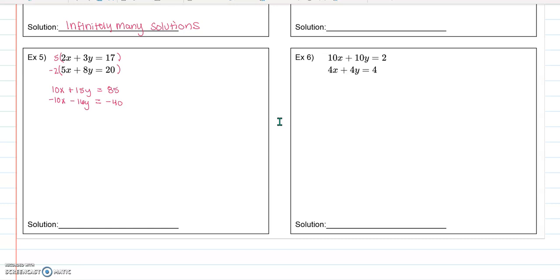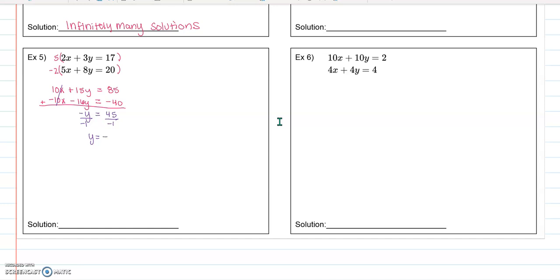Then I add my equations together to eliminate. 10x plus negative 10x, those cancel. 15y plus a negative 16y, that's going to give me negative 1y or just negative y. And then that's going to equal 85 minus 40. That's going to give me 45. So now solve for y. Divide both sides by negative 1. So I'm going to get negative 45 for my y.